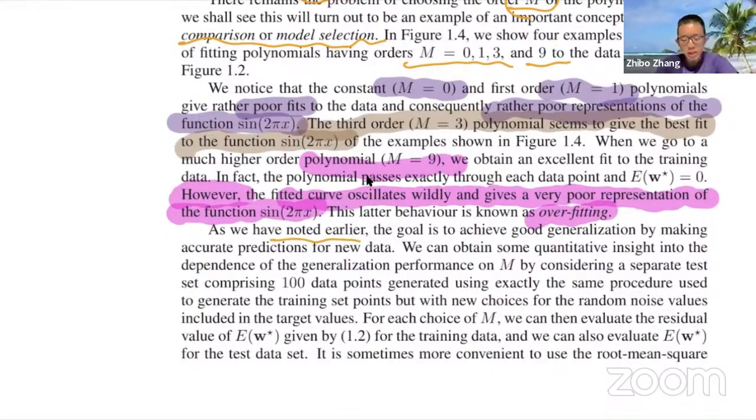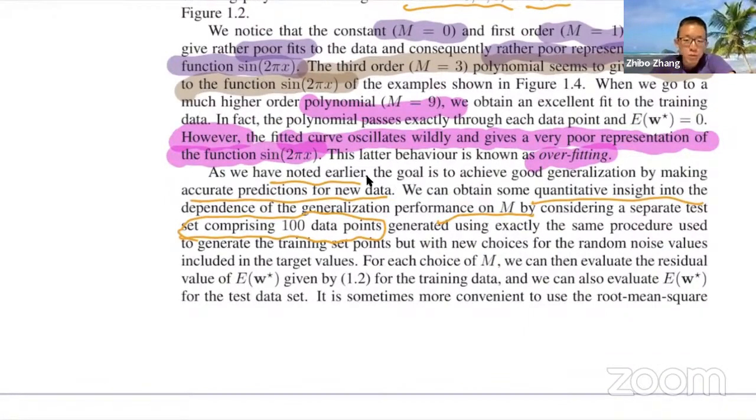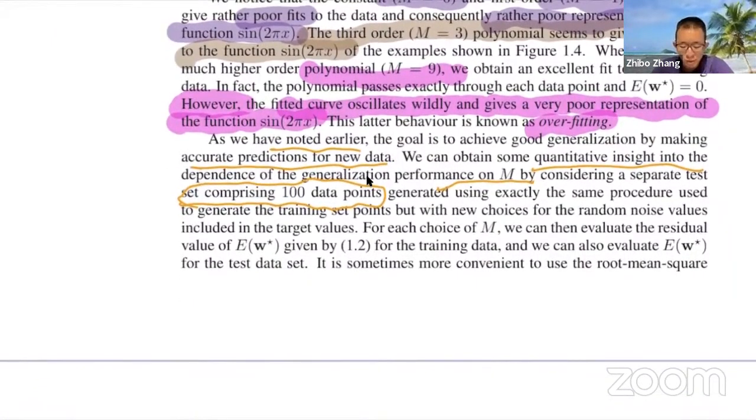So, as we have noted earlier, the goal is to achieve good generalization by making accurate predictions for new data. We can obtain some quantitative insights into the dependence of the generalization performance on M by considering a separate test set comprising 100 data points. Here, the authors bring us to another important concept, which is called the test set. Let's see if he explicitly mentions this or not. If not here, then maybe he mentions it later in the book. The test set is generated using exactly the same procedure used to generate the training set points, but with new choices for the random noise values included in the target values.